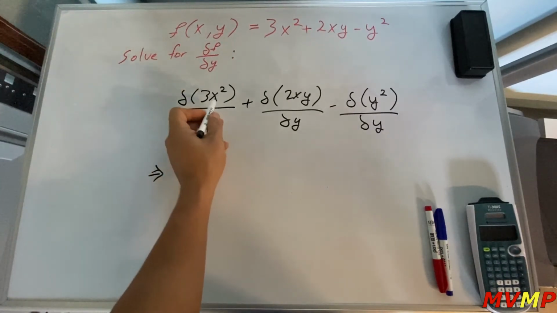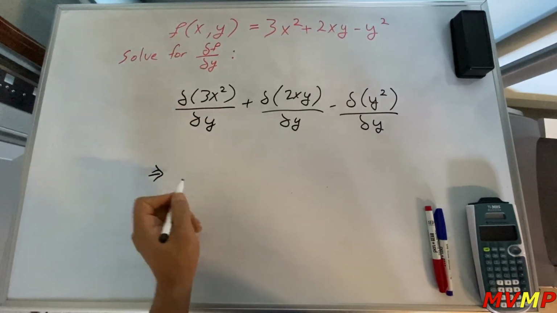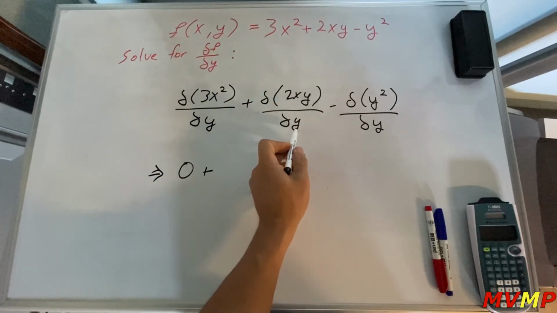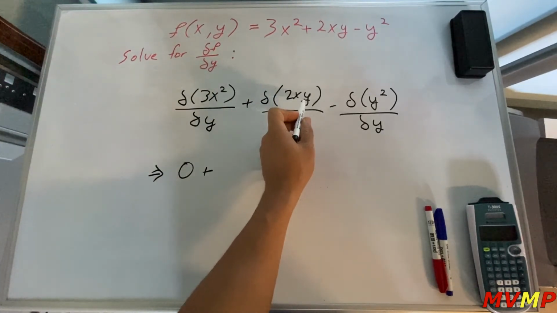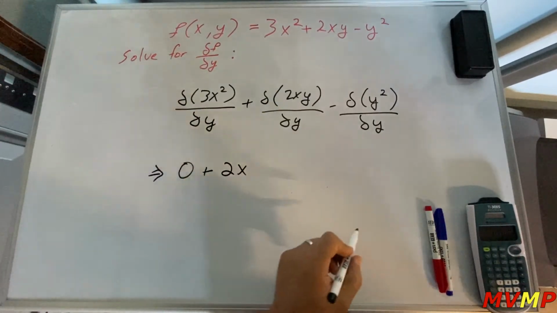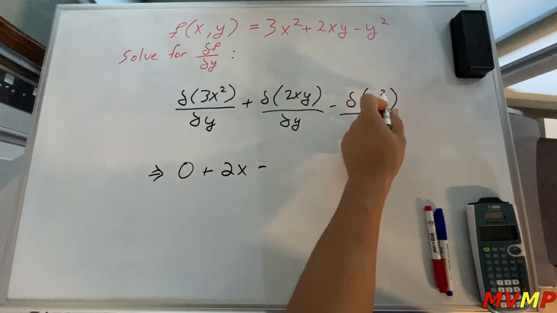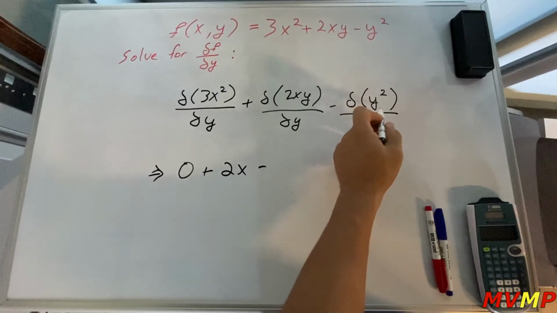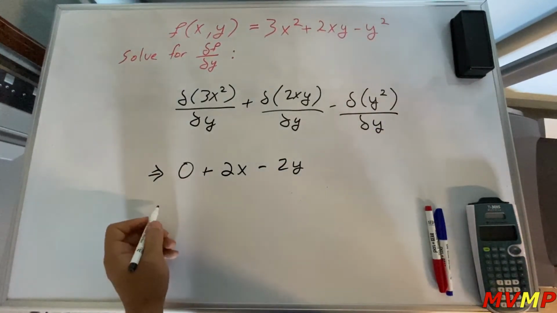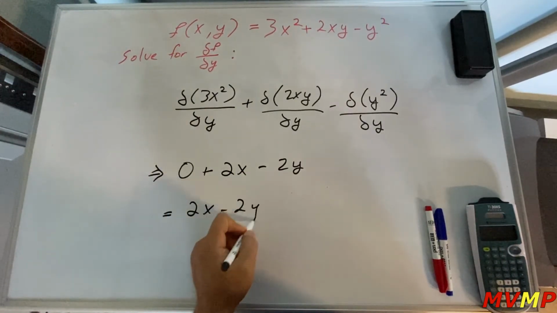Differentiating 3x squared with respect to y, there is no y in this right here, so it's just 0. Differentiating this with respect to y, the derivative of y is just going to be 1. So 1 would be multiplied by 2x. You're left with 2x. Here's a minus, so you're differentiating y squared with respect to y. You take the derivative, it would just be 2y, and the power gets reduced by 1. It's 2y. And now your final answer is just 2x minus 2y.